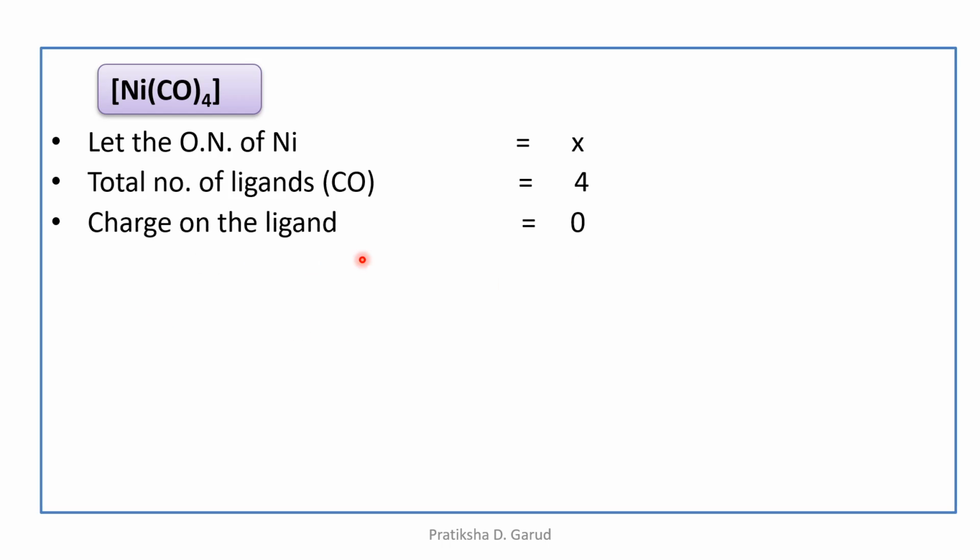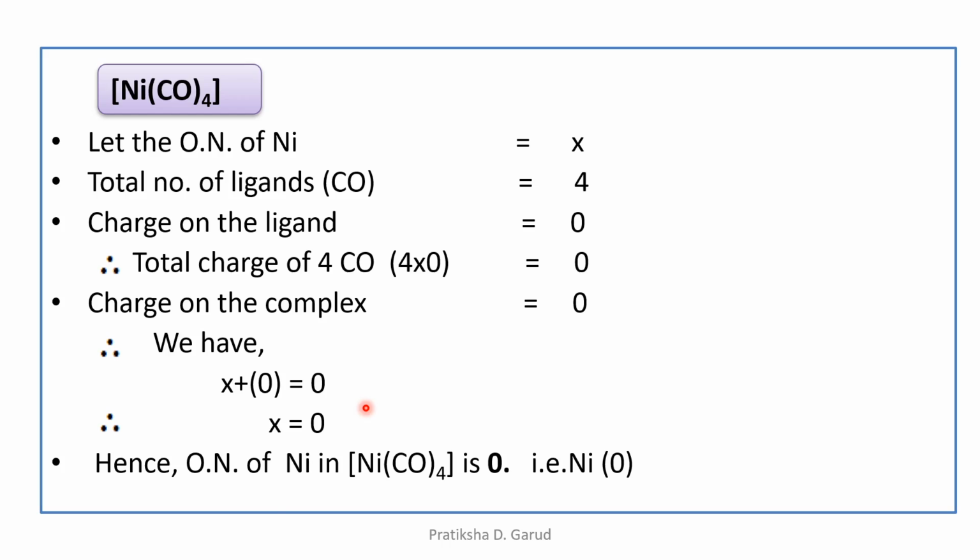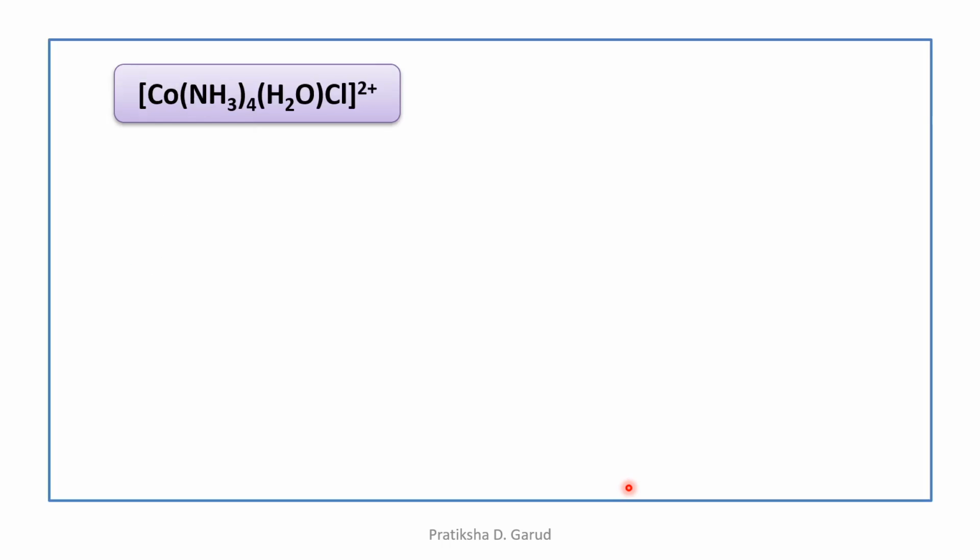Then the charge on the ligand, the carbonyl, they are neutral ligands. Therefore, the charge is 0. Therefore, we can say the total charge of 4 carbonyl, that is 4 into 0, is equal to 0. Then the charge on the complex is equal to 0. Therefore, we may write the summation of all these, that is X plus 0 equals 0. And hence, X is equal to 0. So, we can say that the oxidation number of nickel, that is Ni in Ni(CO)4 is 0. That is Ni 0. Right. Let's move to the next example.